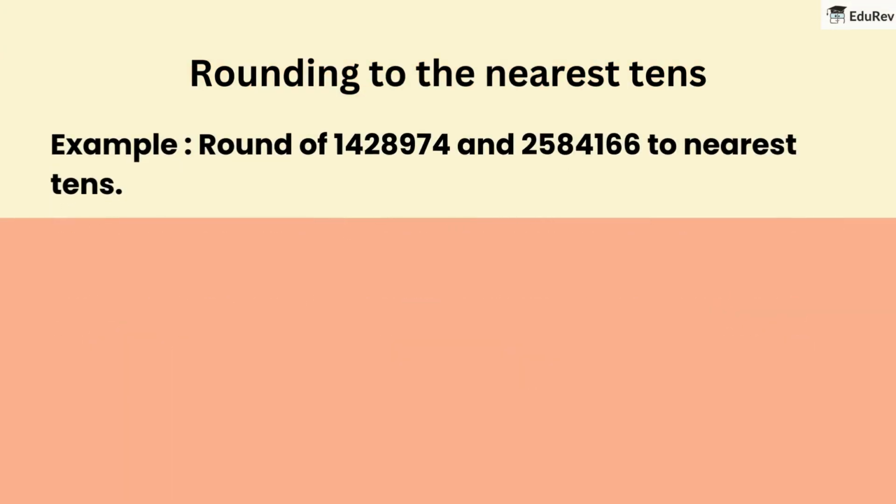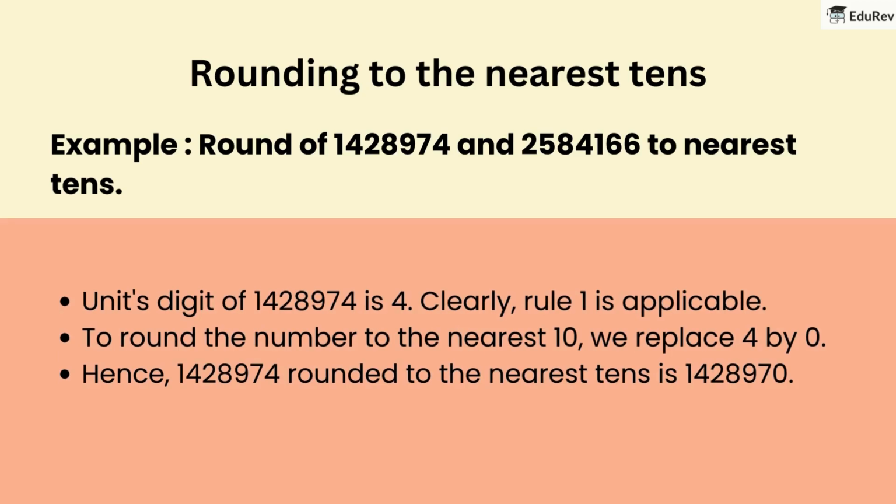Example. Round 1428974 and 2584166 to the nearest tens. Units digit of 1428974 is 4. Clearly, rule 1 is applicable. To round the number to the nearest 10, we replace 4 by 0. Hence, 1428974 rounded to the nearest tens is 1428970.